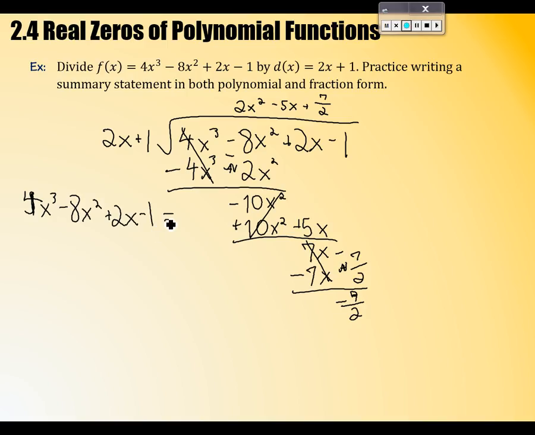Why don't you just pick whichever form you like best? Whichever one? Yeah. Are you doing polynomial form? Yeah, because it takes less.